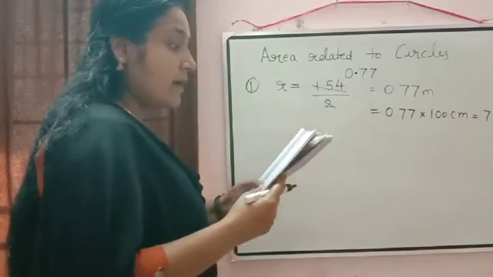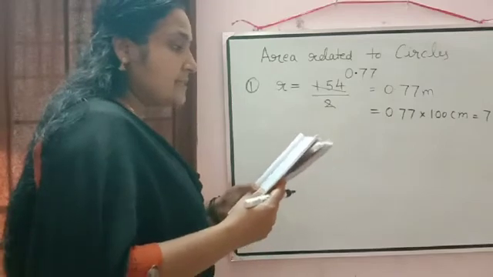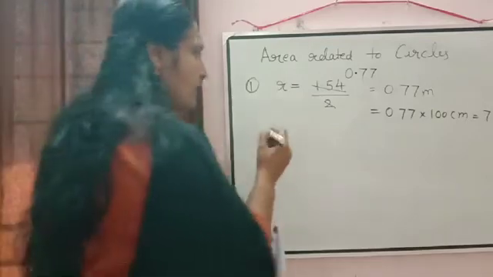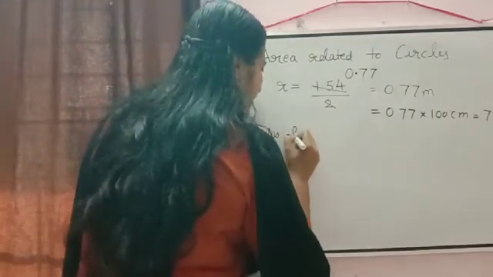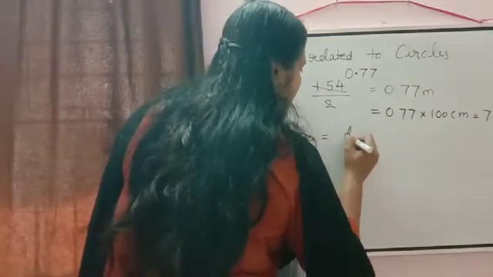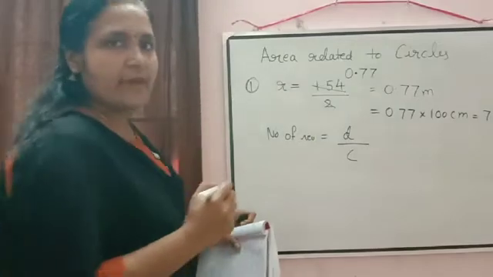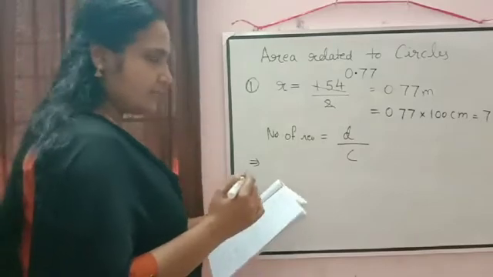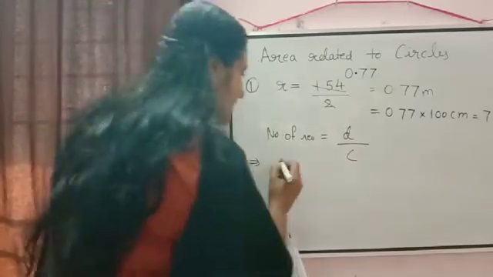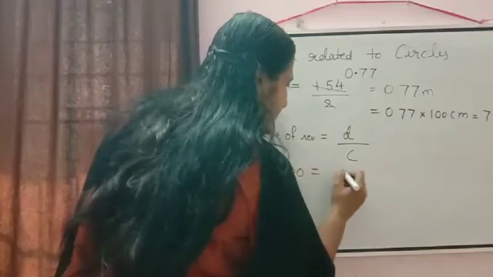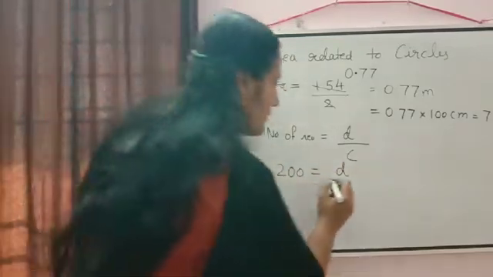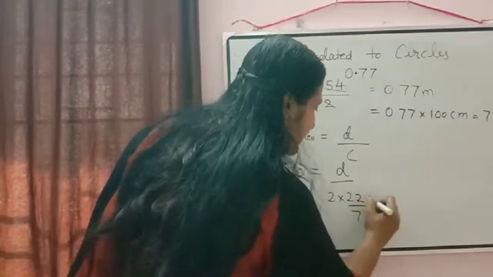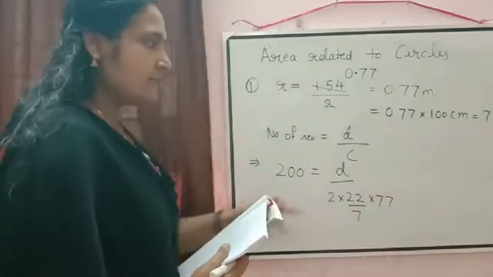We have to find how far it will travel, means the distance travelled by the wheel, that we have to calculate. So in the previous class we already wrote one formula. What is that formula? Yes, number of revolutions is equal to distance covered by circumference. Now we can check. Number of revolutions is given here, 200. 200 is equal to distance travelled, which we have to calculate, by circumference. So circumference is 2 into 22 by 7 into 77. Distance we have to calculate.